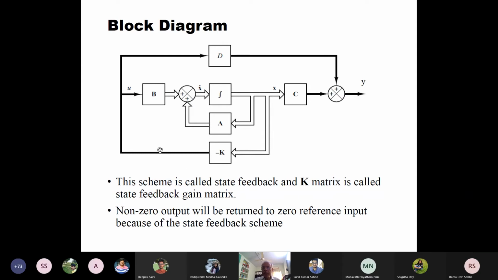In this controller equation, we are basically considering the feedback of the state in the controller scheme. That's why it is called the state feedback controller, and the K matrix is called the state feedback gain matrix.